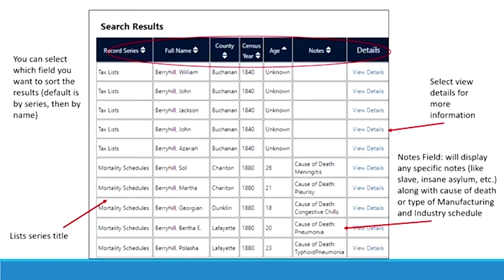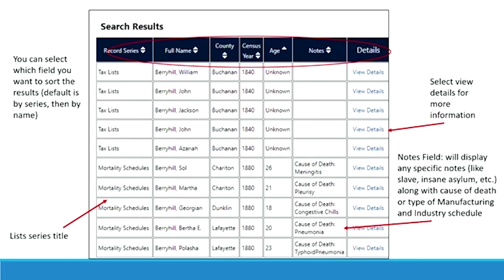Once you have done a search, you get your search results page. It looks very similar to all of our other search results pages. We have one really cool new feature that we're very excited about. It's going to default to sorting by record series and then by name. But if you select the arrows across the top, circled there, you can choose which field you want it to sort by. So if you want it to sort by county first or name first or year first, you can do that.